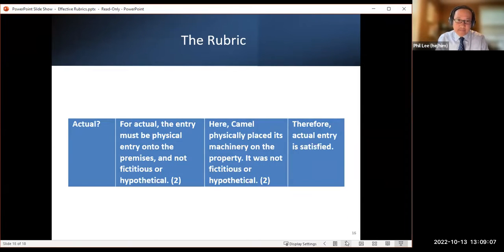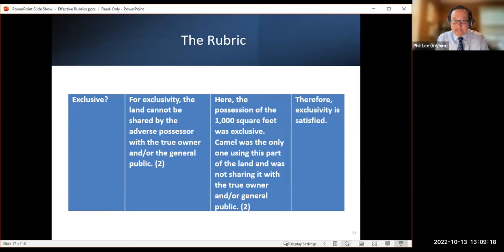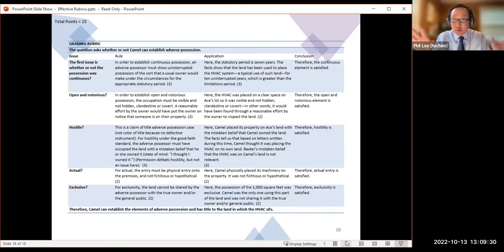Next slide. Actual, right? Same type of structure. And final slide is exclusive, the E and co-hay, right? And so we have issue, rule, application, conclusion. The point breakdown is right in the document. And so final slide. This is what it looks like.